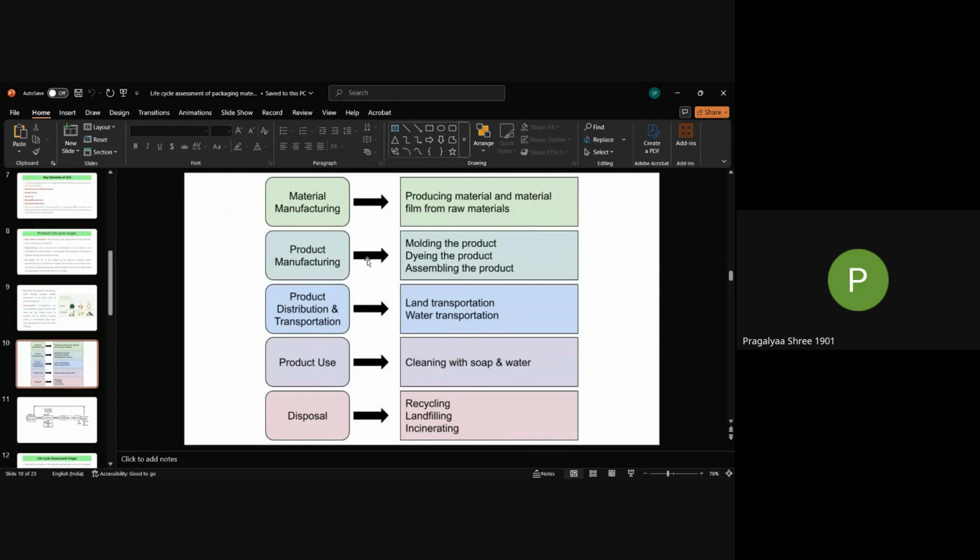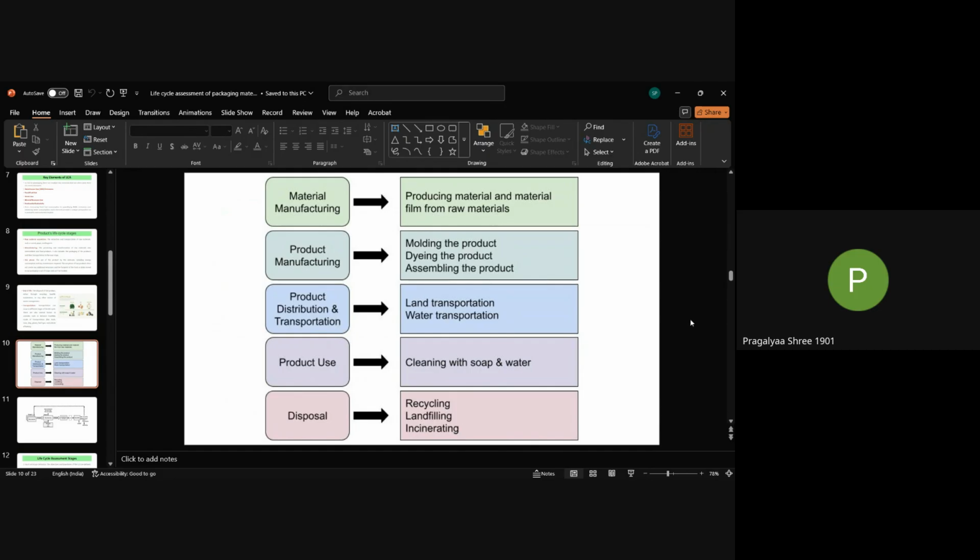So in short, it is given in the form of a flowchart: material manufacturing, producing material and material film from raw materials, then product manufacturing, molding the product, dyeing it, assembling the product. Product distribution and transportation, where we use land transportation, water transportation, or airways, anything you can use. Product use, cleaning with soap and water, how we are going to use it. And disposal, where we can recycle it, or it goes to landfill, or finally we incinerate it.